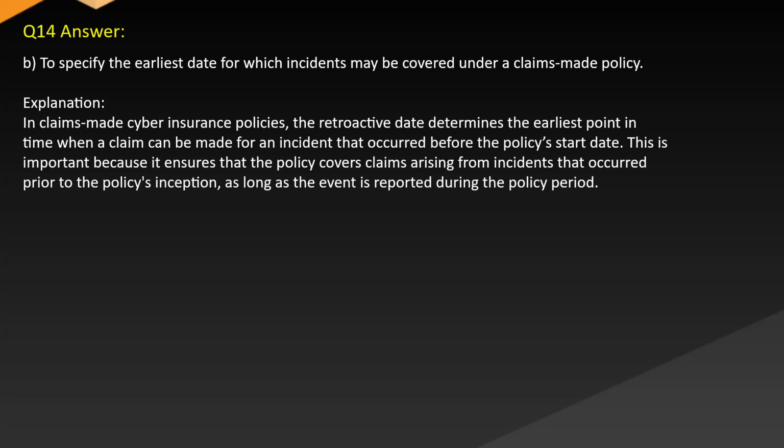Answer B. To specify the earliest date for which incidents may be covered under a claims-made policy. Explanation: in claims-made cyber insurance policies, the retroactive date determines the earliest point in time when a claim can be made for an incident that occurred before the policy's start date. This is important because it ensures that the policy covers claims arising from incidents that occurred prior to the policy's inception, as long as the event is reported during the policy period.